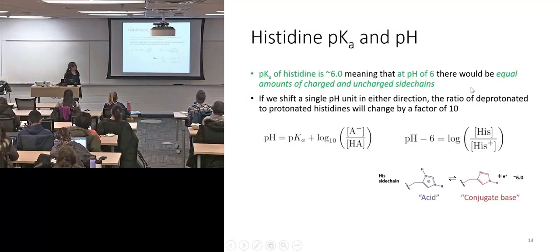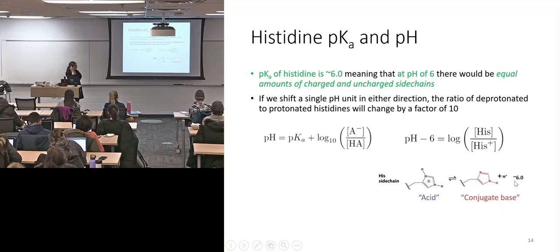So the pKa of histidine is about 6, meaning that at a pH of 6, there would be equal amounts of charged and uncharged side chains. Okay? If I was at a pH of 6, I would expect to find half of my histidine residues with a proton on and half of them without their proton on. Okay? And that's illustrated here. It has a pKa of about 6. If I'm at a pH of 6, when I subtract this over, 6 minus 6 is 0. The only way to get a log of this to be 0 is for this ratio to be 1. So it means I expect to have about equal concentrations of my acid form and conjugate base form.